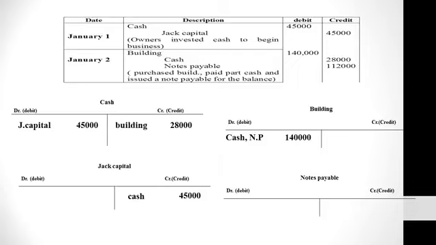Then we're going to move to notes payable. Notes payable equals 112,000 in the credit. This is the T account for notes payable. In the credit side, we're going to place 112,000, and beside it you're going to write building. This is how we post or transfer the figures from the journal to the ledger.